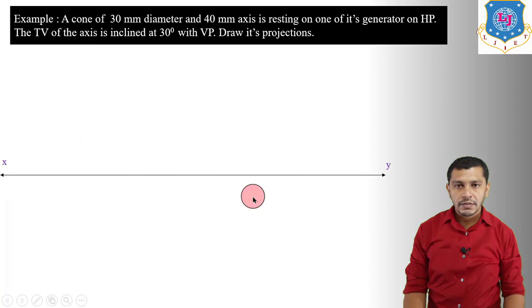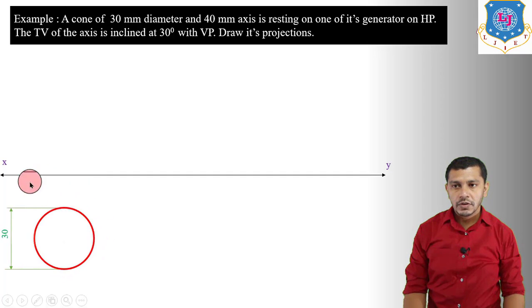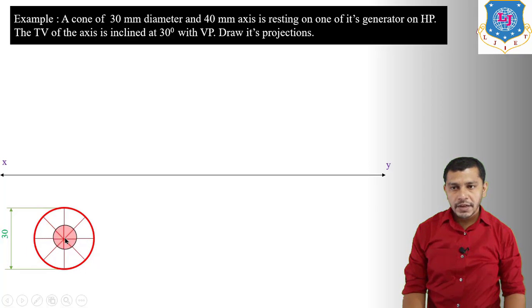So first of all, draw the XY reference line, and we will draw the top view and front view in the first stage by assuming the cone standing on HP on its base. So the top view will be a circle. So draw a circle having diameter equal to 30 mm. So this will be the top view of the cone, or top view of the base of the cone. Now we have to show the apex point. So this will be the apex point of the cone.